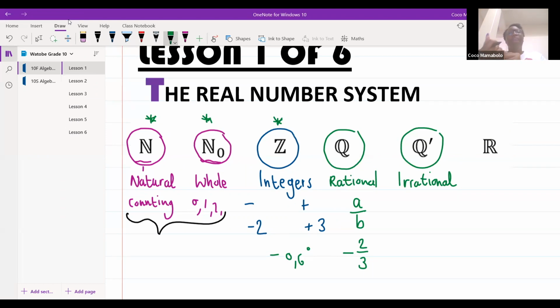Okay. Now I'm going to explain irrational numbers and then we're going to stop there for just a second, because we're going to then get into real numbers, and I just want to make sure that you guys are with me. Now, irrational numbers are numbers much like rational numbers, but they're very tricky.